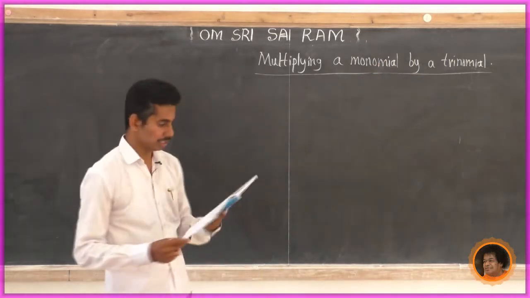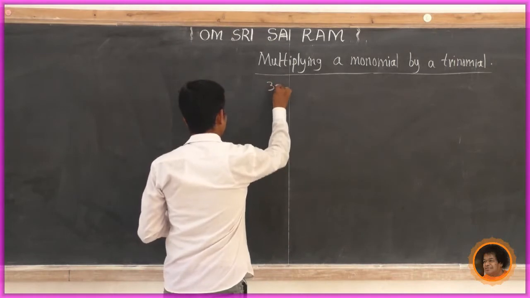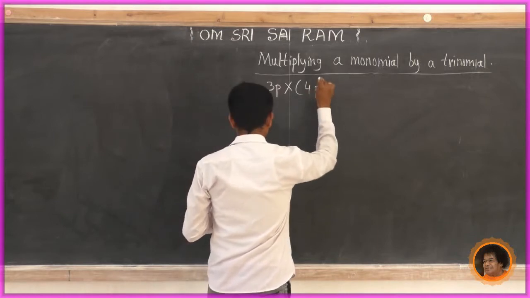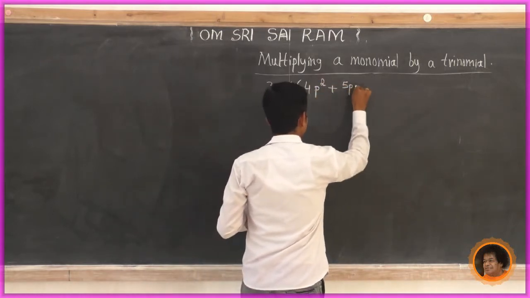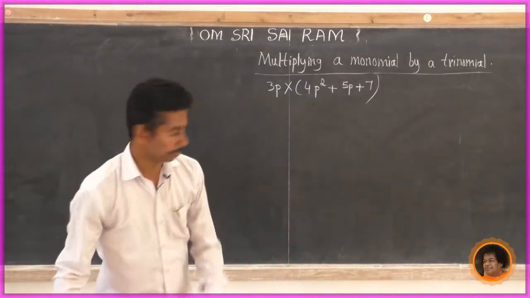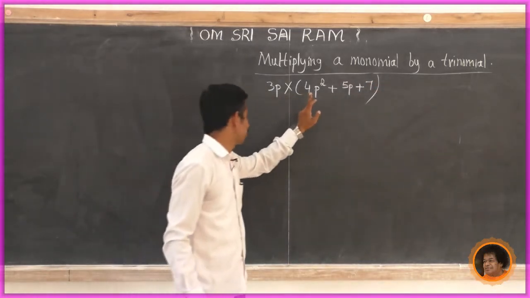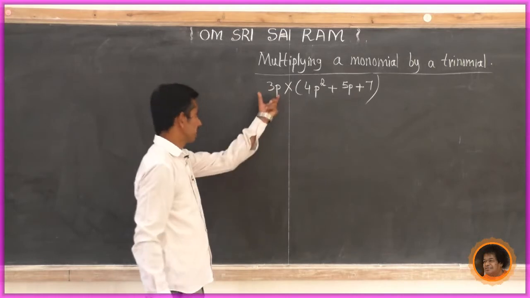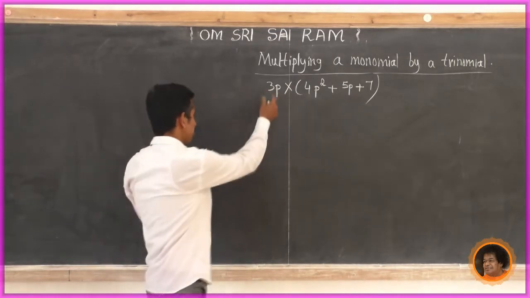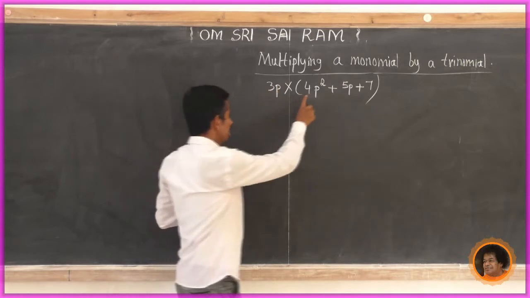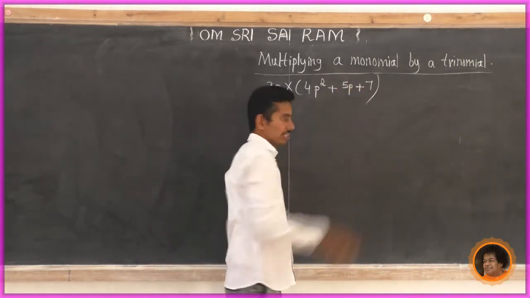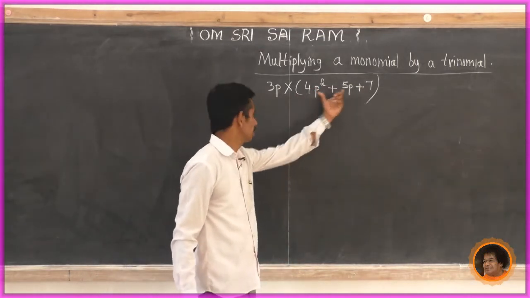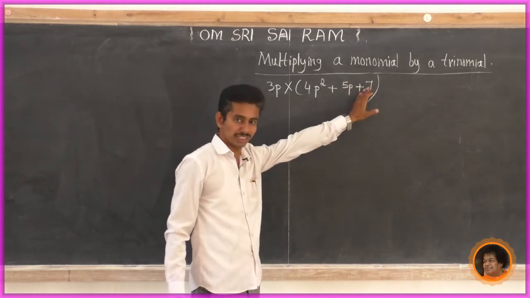One example: multiply 3p into 4p squared plus 5p plus 7. Look at the example, multiply 3p and 4p squared plus 5p plus 7. 3p is a monomial because it is an expression that contains only one term. 4p squared plus 5p plus 7 is a trinomial. Why is it a trinomial? Because it has three terms: 4p squared is the first term, 5p the second term, and 7 the third term.